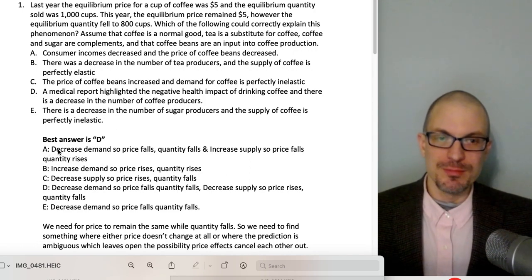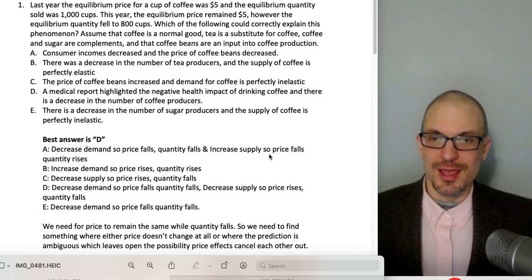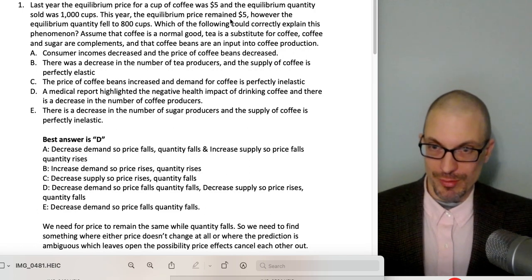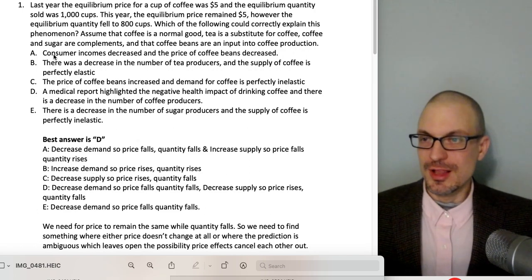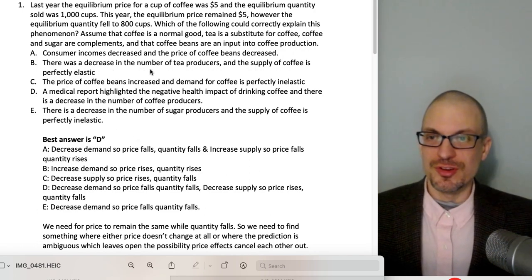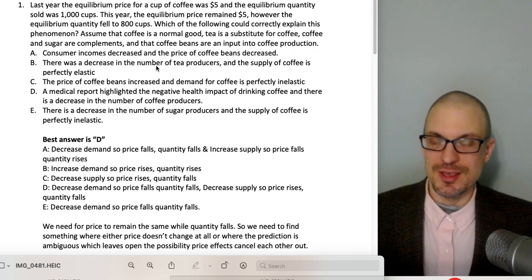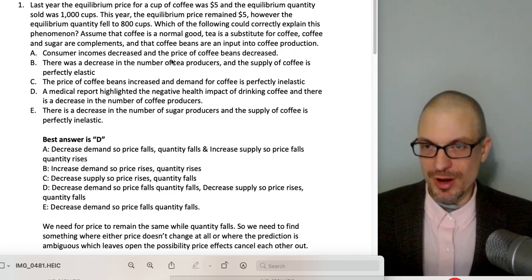Oh, that's a problem because both our decrease in demand and our increase in supply are agreeing on a decrease in price. So that's not what happened here. It stayed at $5. In option B, there's a decrease in the number of tea producers. That's going to be a decrease in the supply of tea, which is going to lead to an increase in the price of tea.